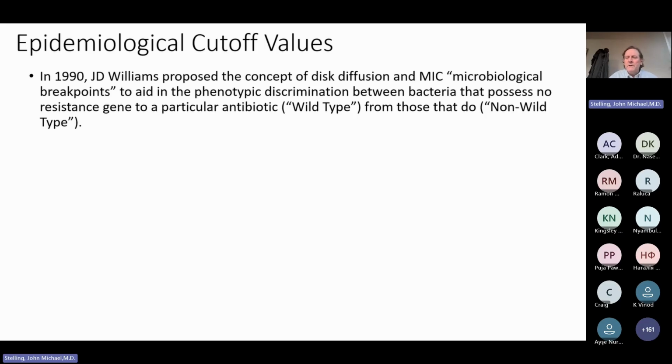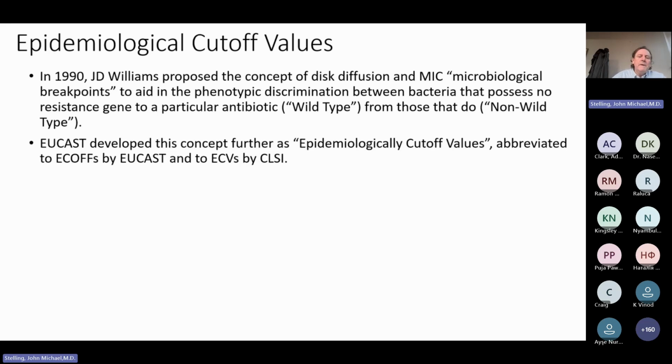those that don't? If they don't have a resistance mechanism, we call it wild type. If they do have a resistance mechanism, we call it non-wild type. So EUCAST developed this concept of microbiological breakpoints further and have called it epidemiological cutoff values. The Europeans have called it ECOFF, and the CLSI has called it ECV. They mean the same thing.